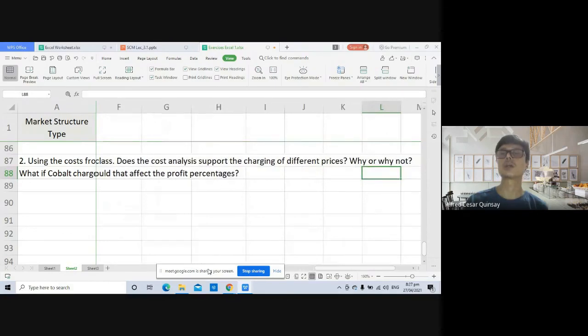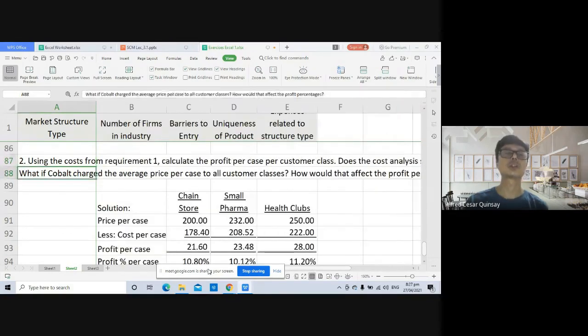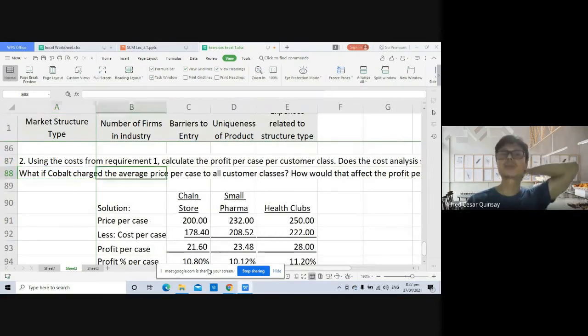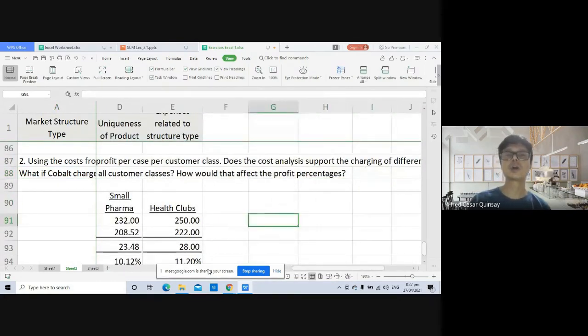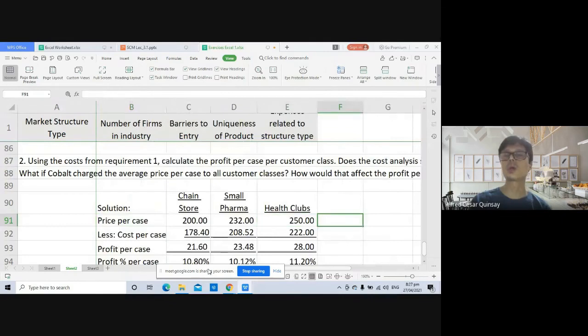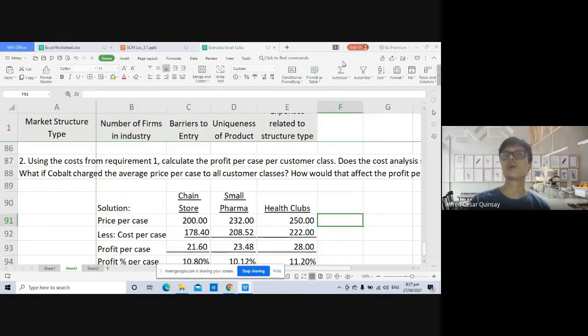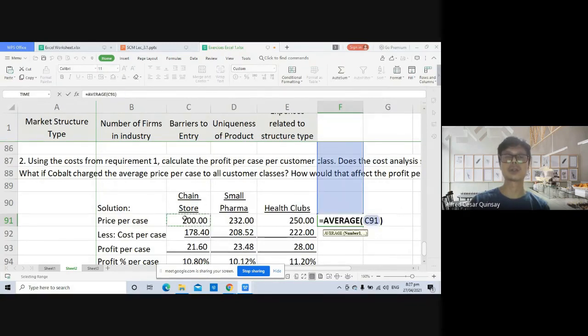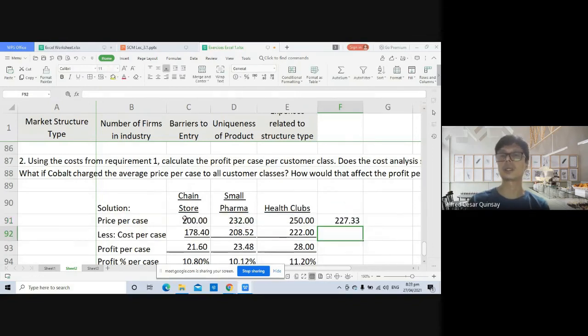So, kaya merong mga reasons. So, what if Cobalt charge the average price per case to all customers classes? How would the pricing affect? So, ang gusto raw mangyari, paano raw kung kukunin mo raw yung average nito? Ito, halimbawa, kukunin mo yung average nito, no? Okay, so get the average of this one, itong tatlo na to. Okay, tapos ito na lang raw yung gagamitin natin presyo. Paano raw natin kikita ba raw si Cobalt, no?